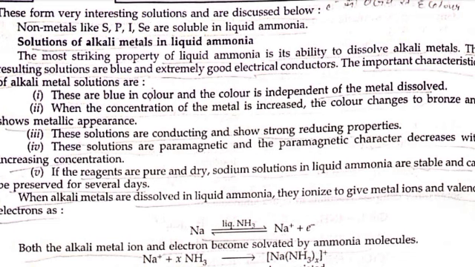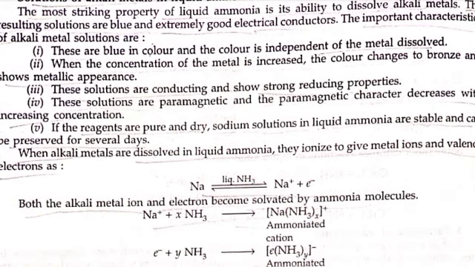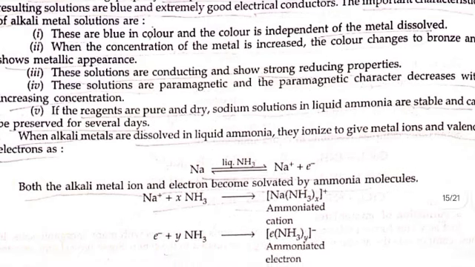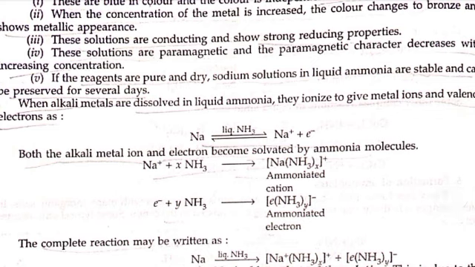Solutions of alkali metals in liquid ammonia. The most striking property of liquid ammonia is its ability to dissolve alkali metals. The resulting solutions are blue and extremely good electrical conductors. The important characteristics of alkali metal solutions are: these are blue in color and the color is independent of the metal dissolved. When the concentration of the metal is increased, the color changes to bronze and shows a metallic appearance. These solutions are conducting and show strong reducing properties. These solutions are paramagnetic, and the paramagnetic character decreases with increasing concentration if the reagents are pure and dry.